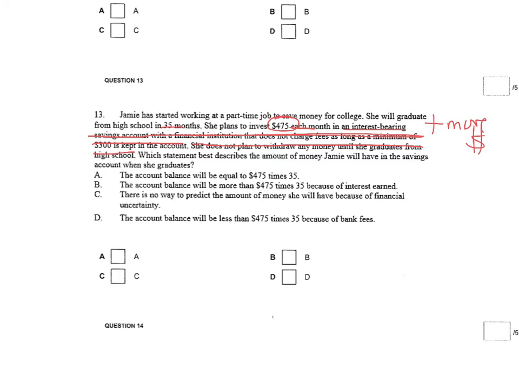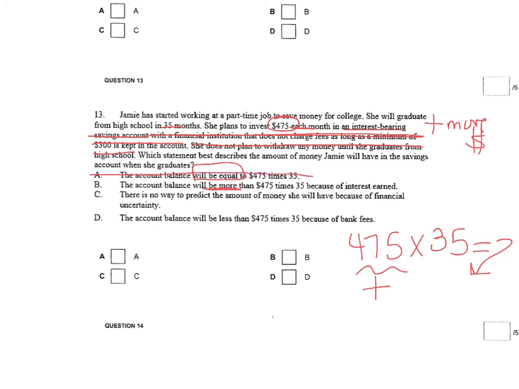Okay, so if you just wanted to see how much money it would be regardless of interest, you would say $475 times 35 months, right? Because that's how many months she's putting money in, and that's how much money she's putting in. Because there's interest, that means she's earning more money, okay? So she's going to have whatever she put in, because that's what she's putting in over those 35 months, plus however much interest she earned. So it's not going to be equal because of the interest.